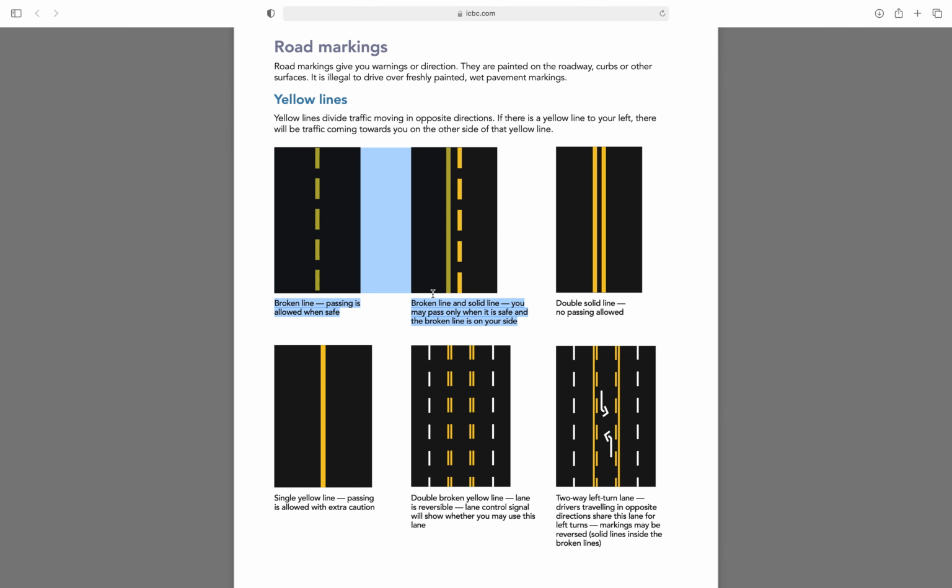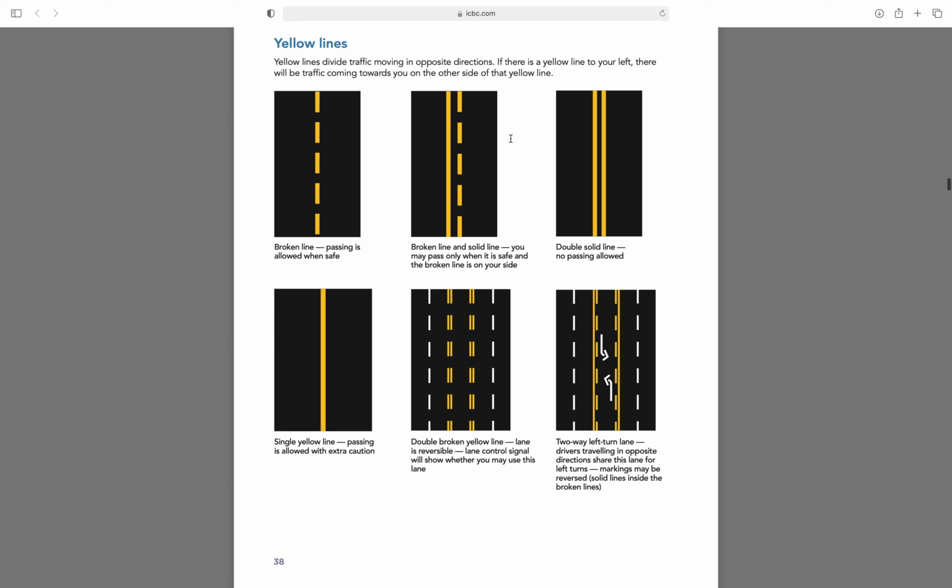This one is more guidance, so you'll notice that sometimes roads will have it on the right side and then further up it'll change to the left side, and that's just to give equal opportunity to people passing. And so if the broken line is on your side, you may pass, but if you were on this side of the road, you would not be able to pass because the broken line is not on your side.